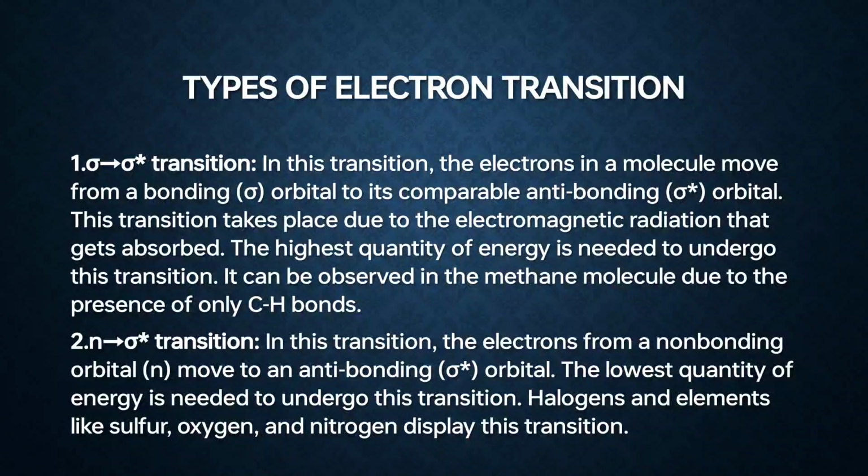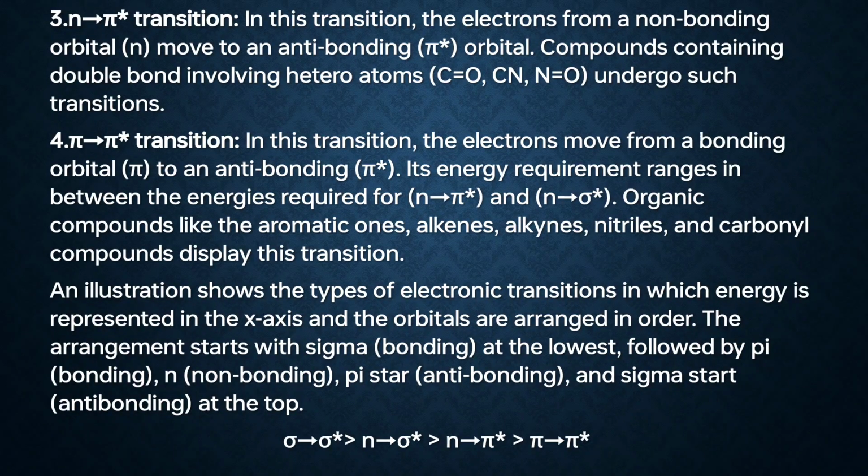And the second is n to sigma star transition. In this transition, the electrons from a non-bonding orbital move to an anti-bonding orbital. The lowest quantity of energy is required. For example, halogens and elements like sulfur, oxygen, nitrogen display this kind of transition. Third one is n to pi star transition. In this transition, the electrons of a non-bonding orbital move to an anti-bonding orbital. Compounds containing double bonds involving heteroatoms undergo this kind of transition.